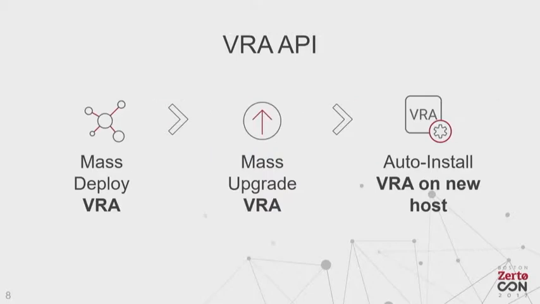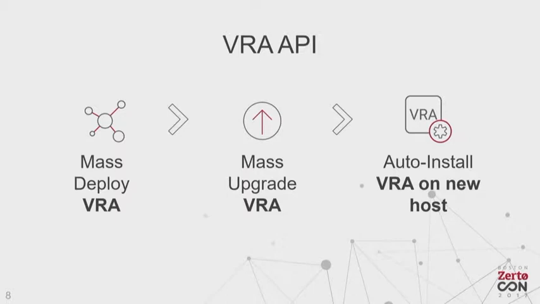Now, a few of the examples, what can I do with the VRA API? One of them is mass deploy VRAs. Now, mass deploy VRA is actually one of the examples we have in our automation white paper. The other one is mass upgrade VRAs. As soon as there's a new version, you want to upgrade the VRAs.